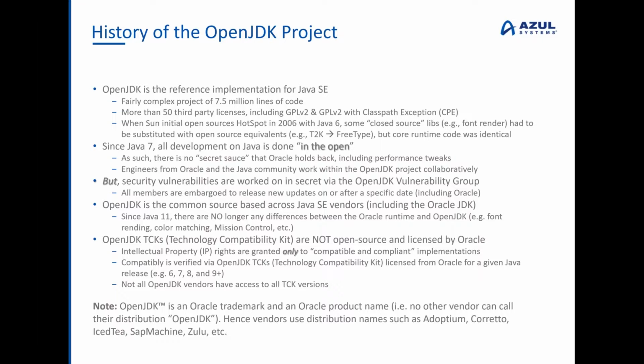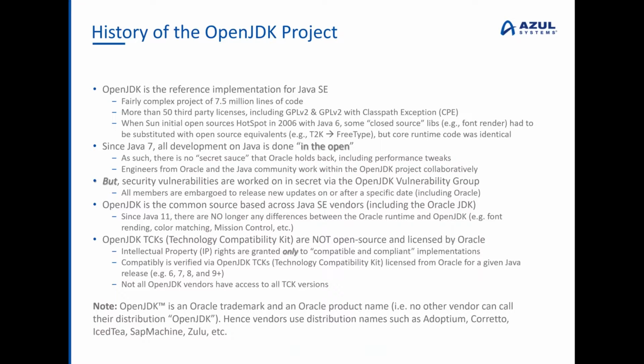Now, a final footnote here, and there's often been confusion in the market today. OpenJDK is an Oracle trademark. It's also an Oracle product name. As such, no other vendor can call their distribution OpenJDK. So often, when you hear vendors that build OpenJDK-based distributions, they'll give it a name: Adoptium, Corretto, IcedTea, Zulu. These are names that the vendors give their OpenJDK-based distributions because they can't legally call it OpenJDK.